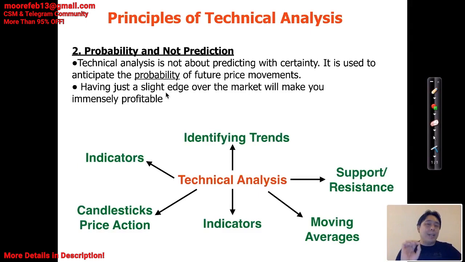Remember, having just a slight edge over the market will make you immensely profitable. So technical analysis, which is this entire lesson, lesson 3 and lesson 4, we're going to be learning the different parts of technical analysis. The first thing would be identifying trends, one of the most important things. We'll be learning about support and resistance levels, which are supply and demand zones that help us to anticipate where price is likely to reverse. Next, we'll be learning about moving averages, technical indicators, candlesticks, price action, as well as other indicators to add on to the mix. So let's get started with identifying trends.